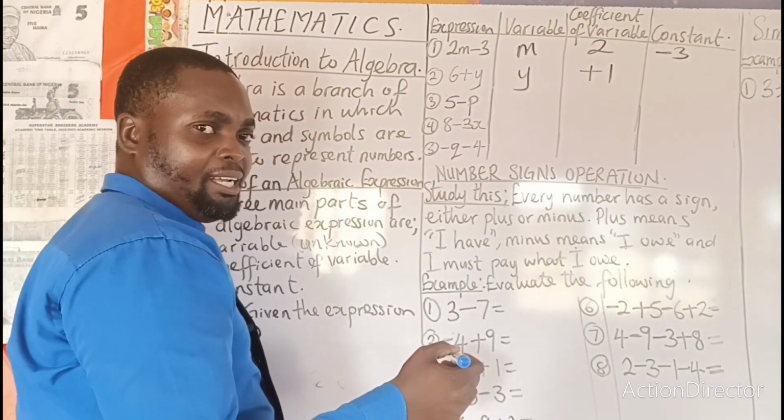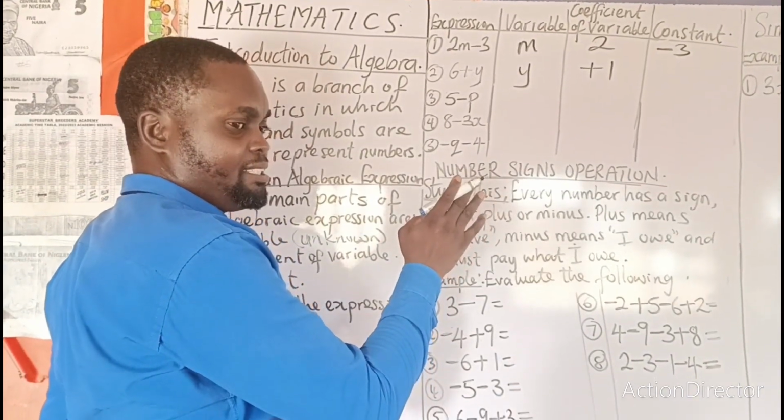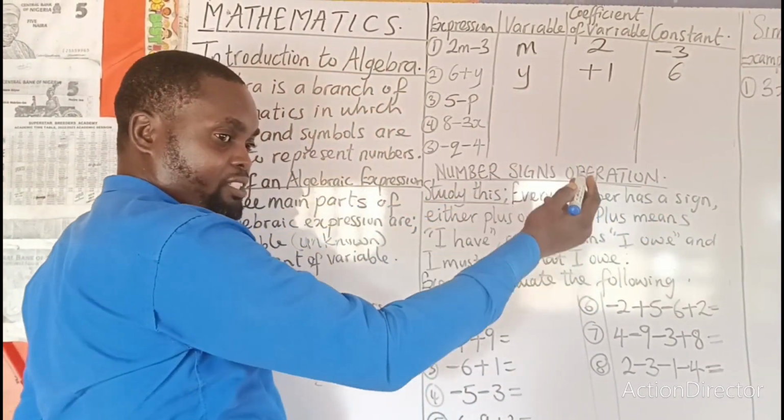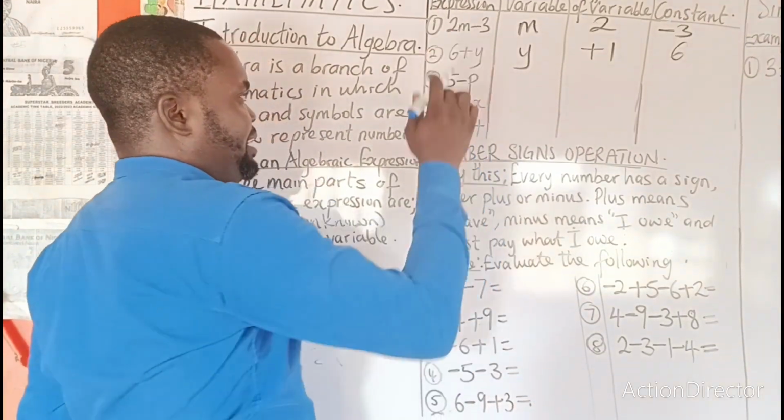Do you understand? And then the constant. What's the constant? The number that doesn't have any letter. What is that? 6. I can write 6 or I write what? Plus 6. Remember, 6 is the same as plus 6. Alright, let's look at the next one.